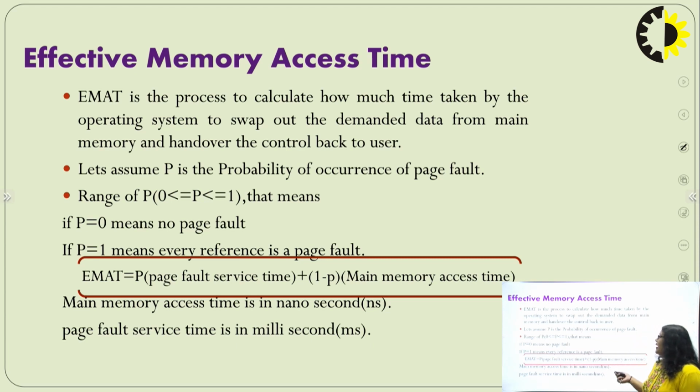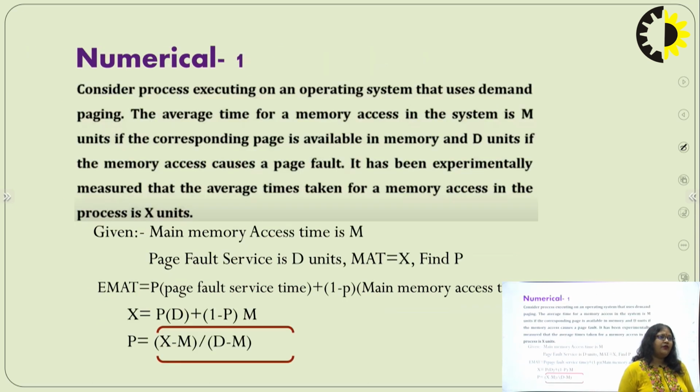So this is the EMAT, where P represents the page fault. If P is 0, it means no page fault. If P is 1, that means we reference the secondary memory, take the process from the secondary memory and give it to the main memory. So this is the basic effective memory access time formula.